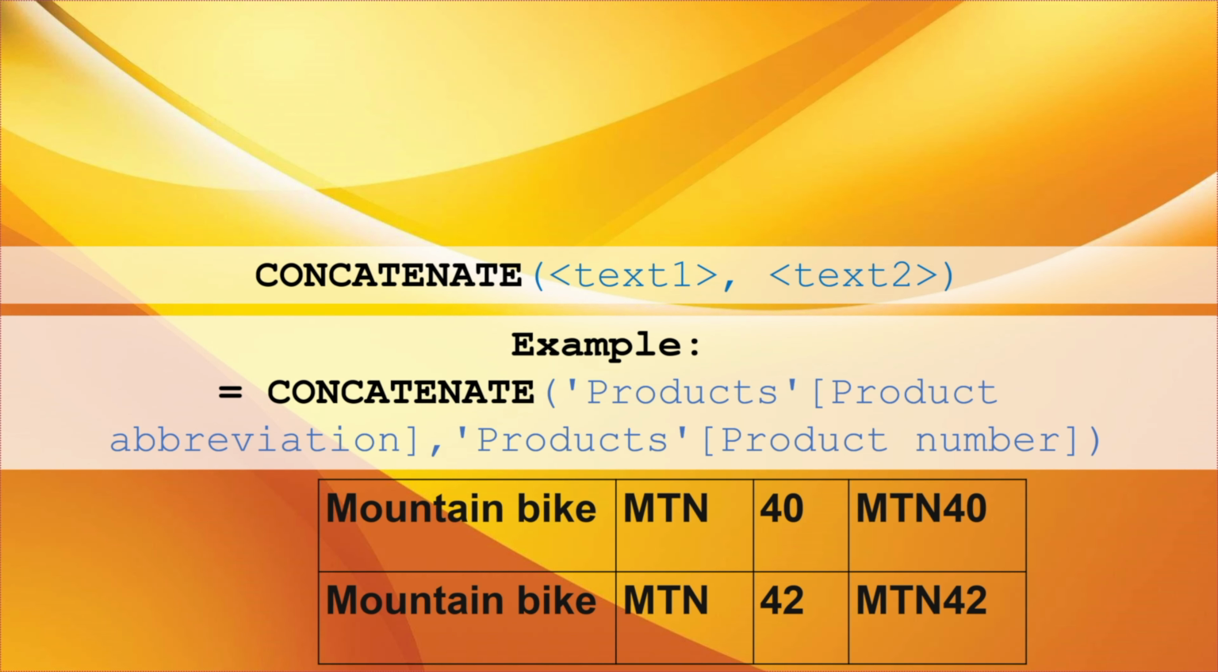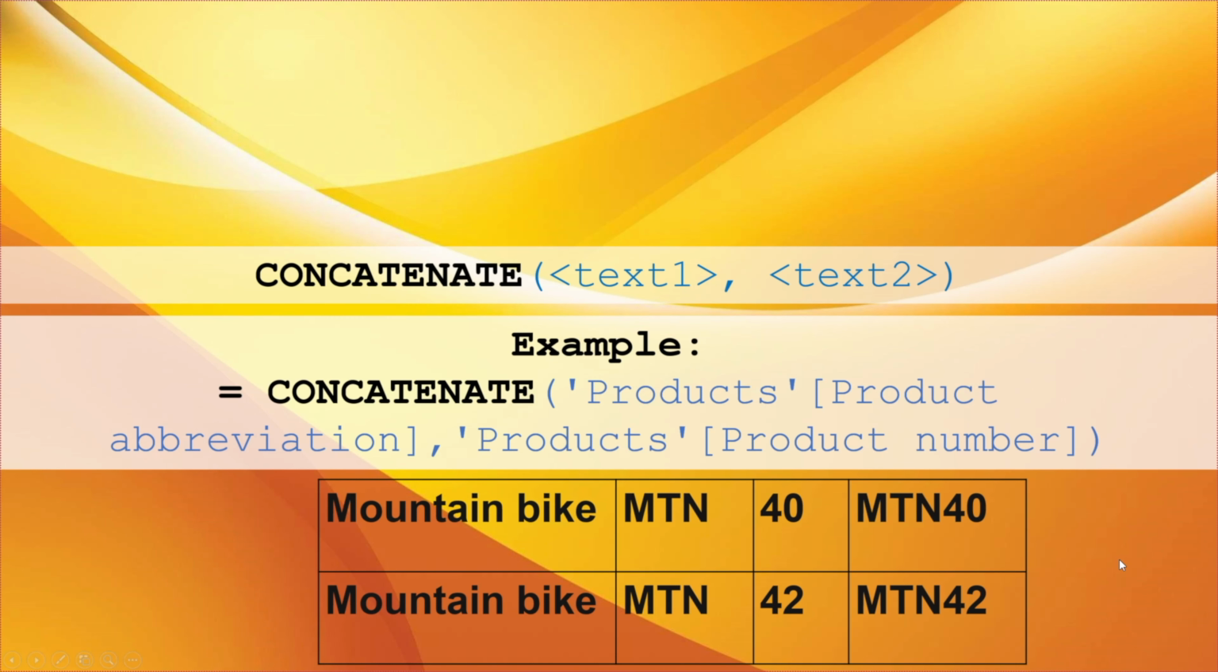Now let me give you an example. Here in this example, we are using CONCATENATE(products, product abbreviation, comma, products, product number). And this is the example of that table. Here you have the product, which is mountain bike. You have the product abbreviation as MTN and product number as 40. So the CONCATENATE function created a new column with MTN 40. It joined the MTN and 40 and created a new string, which is MTN 40. So that's how the CONCATENATE DAX function works.